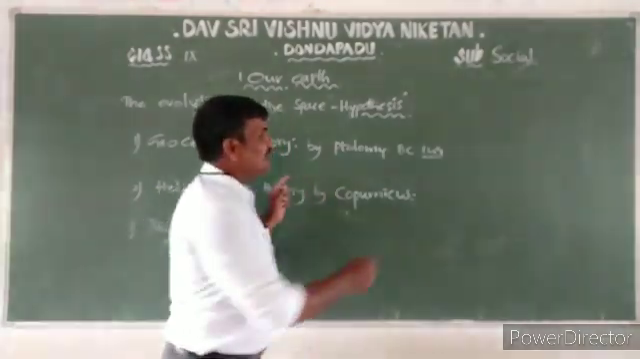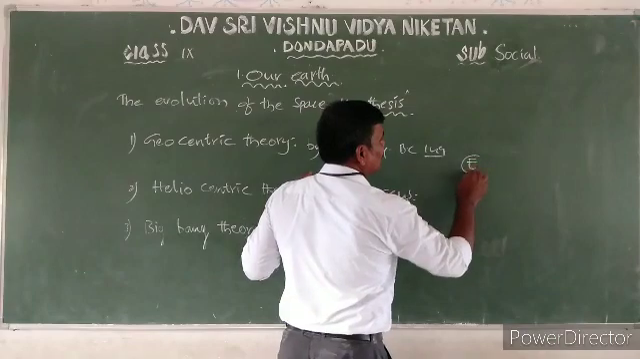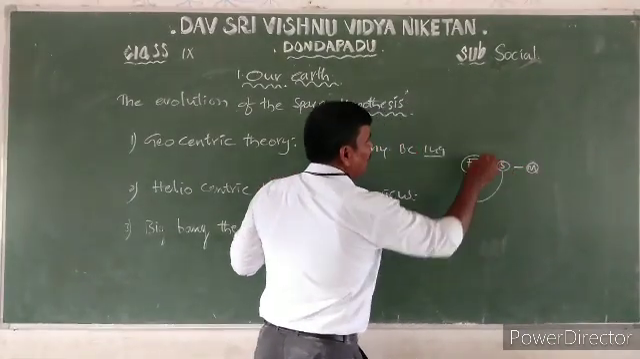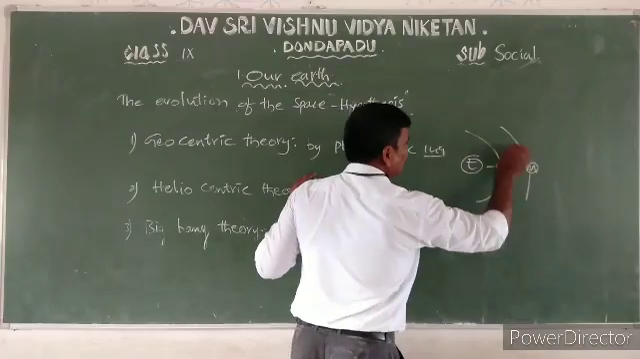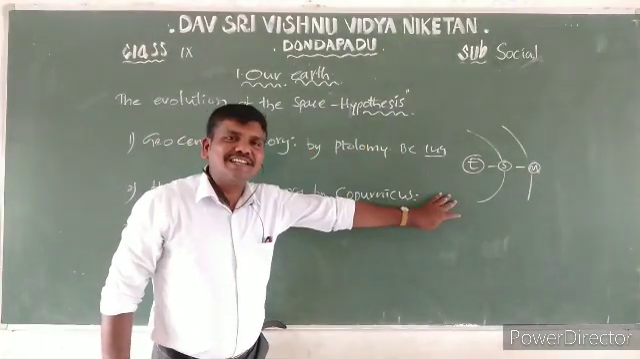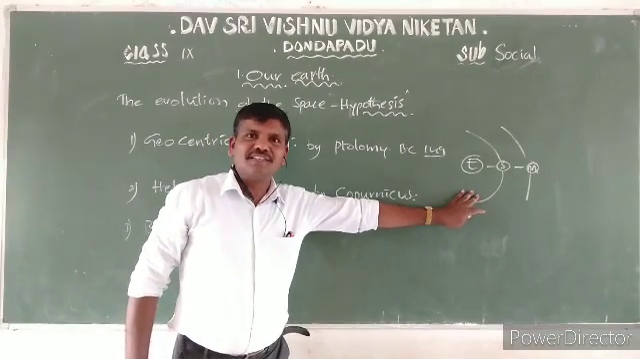So he decided that this is the Earth, next the Sun, next Mercury, like that. All the planets are revolving around the Earth only. So is this theory true? No, it is untrue.